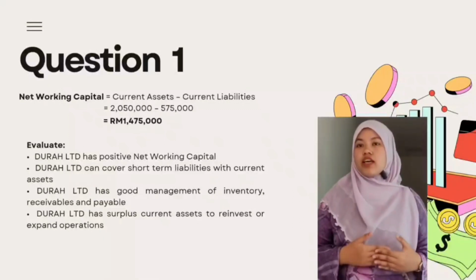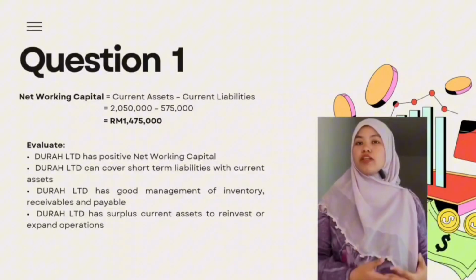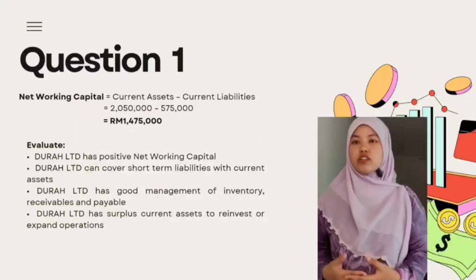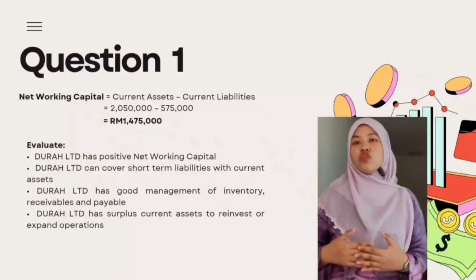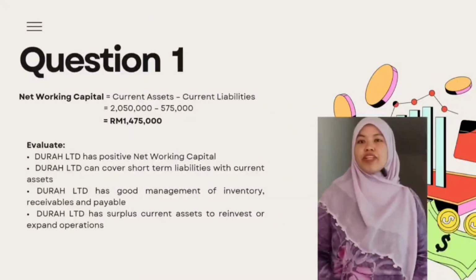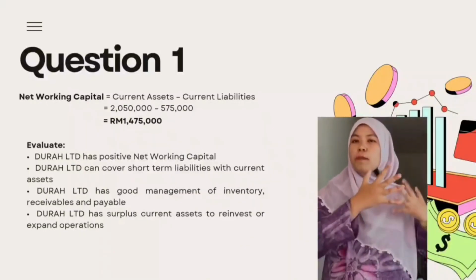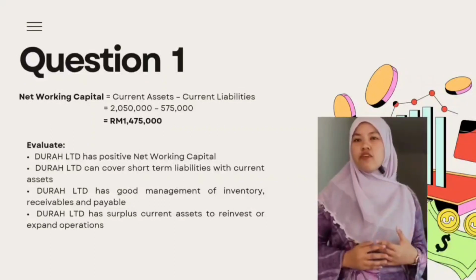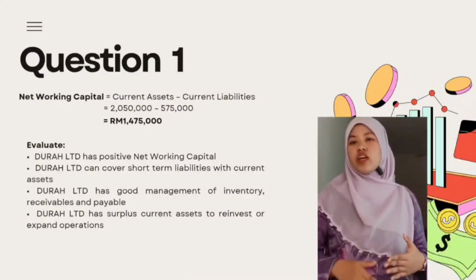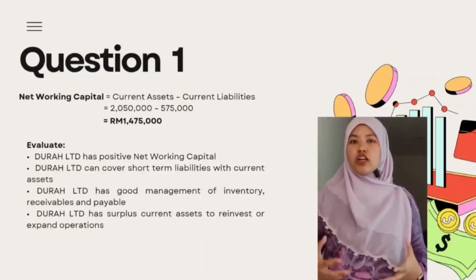So, it proves that Dura Ltd has a positive net working capital, which means that its current assets exceed its current liabilities. This is an important indicator of a company's short-term financial health, as it reflects the ability to meet operational needs and unexpected expenses without facing cash flow difficulty. A positive NWC also reduces the risk of default on short-term obligations. The company's current assets are sufficient to cover its short-term liabilities, which demonstrates its ability to manage its financial commitments on time. This financial flexibility allows Dura Ltd to maintain business operations smoothly without the need for external borrowing or emergency funding, which is especially important in times of economic uncertainty.